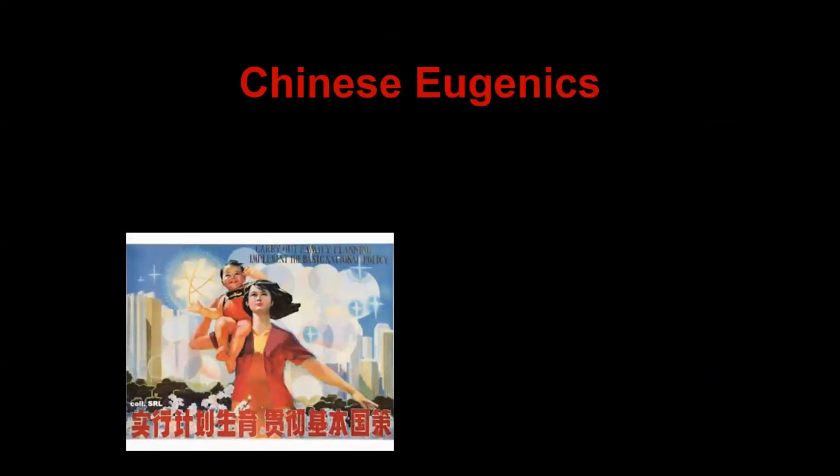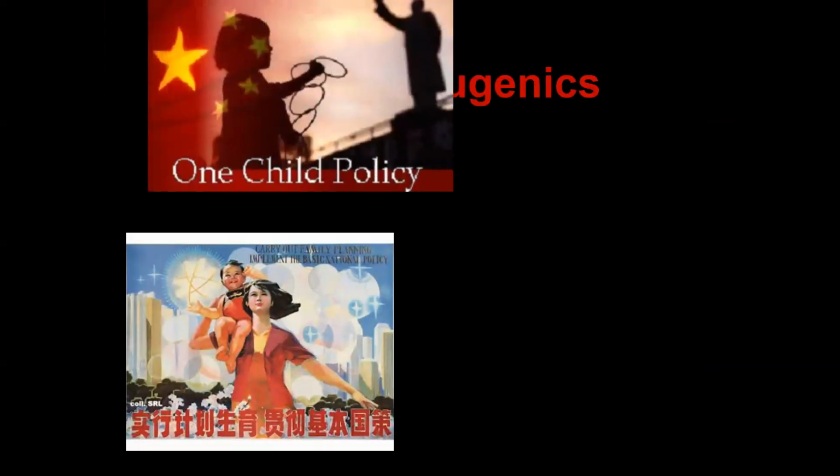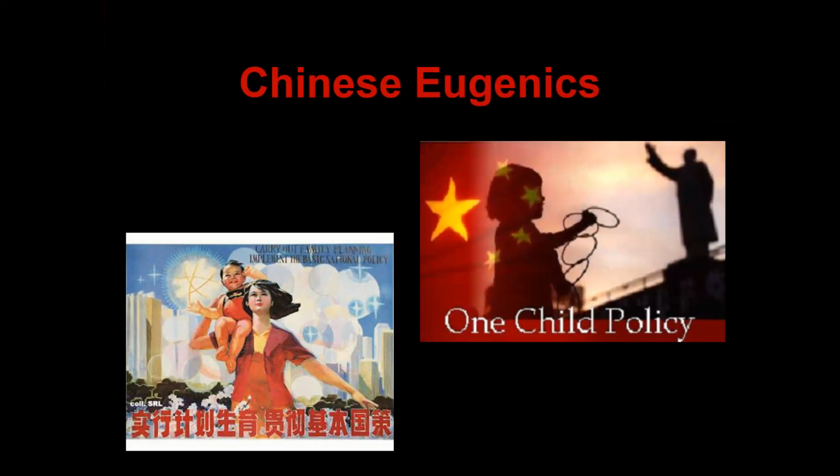I won't, just in consideration of time, spend a lot of time talking about Chinese eugenics and the one-child policy. It was rescinded, but its effects are still in place. But it was an official eugenics movement. The Chinese persecution of the religious minority, the Uyghurs, that's going on today, is part of a vast kind of eugenics project in China.